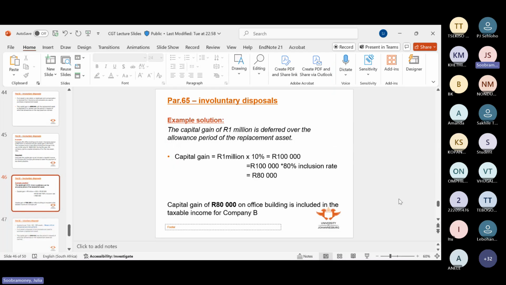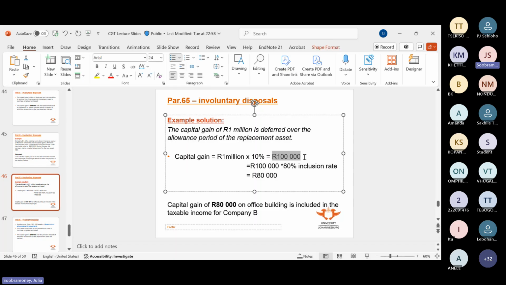Okay, so how will my solution look? I'll say my capital gain multiplied by 10% because that is how much I'm going to defer. I can only include 100,000. Now, after including the 100,000, only now do I apply the inclusion rate of 80%. Only 80% of 10% is going to go into my taxable column. Okay, so it's important that you remember your framework.